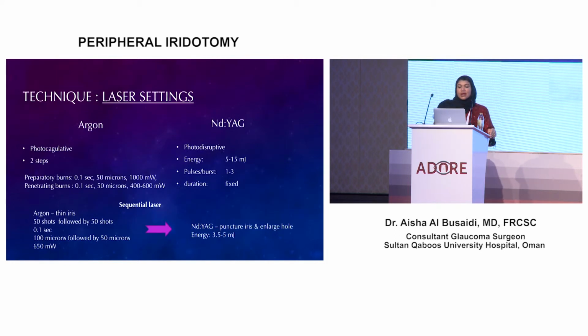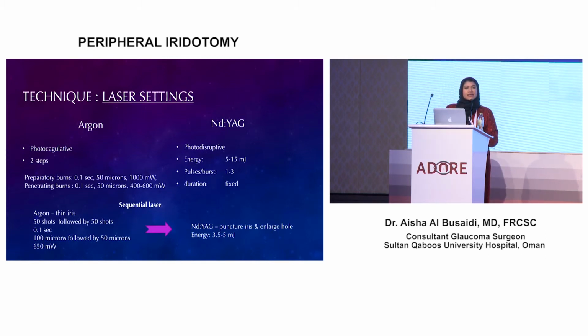So there's no single set of laser parameters that is appropriate for all types of irides or for all surgeons. They need to be adjusted according to the intraoperative response or the iris of the patient. Typically, if you want to use the ND-YAG laser, you would use the parameters on the right-hand side. If you use the argon laser, you would use a two-step technique, on the left-hand side, where you have preparatory burns and then penetrating burns with those parameters. Those are textbook parameters.